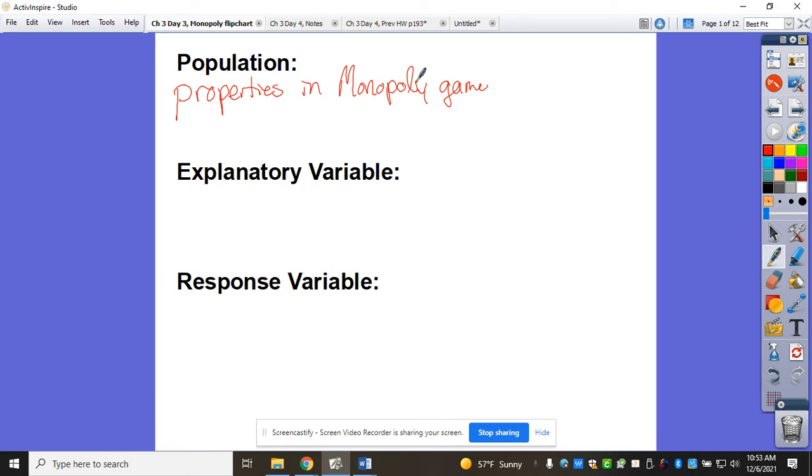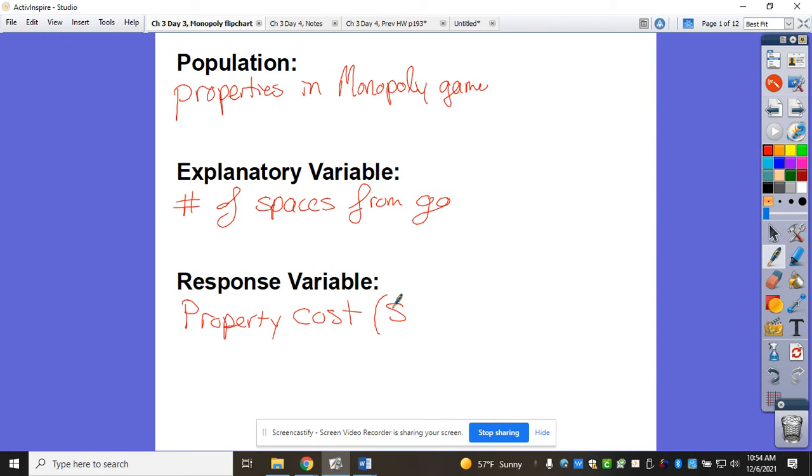What is our explanatory variable? It said it in the wording of the given problem. And what was our response? And this one, I would say property cost and not just cost, because it definitely said that in the problem. That's kind of my units, which is why I put that: number of spaces from Go, that includes my units within.